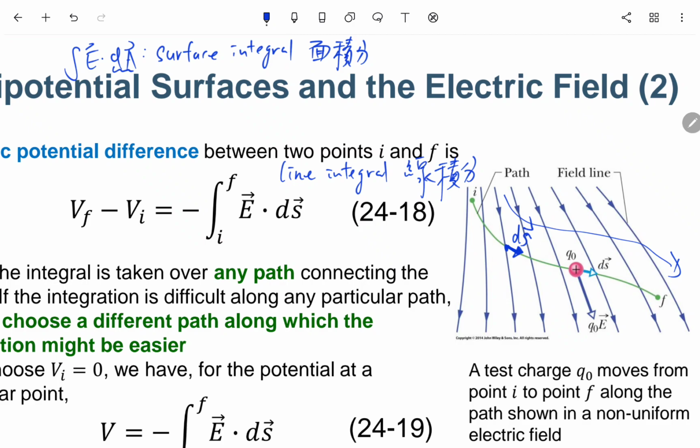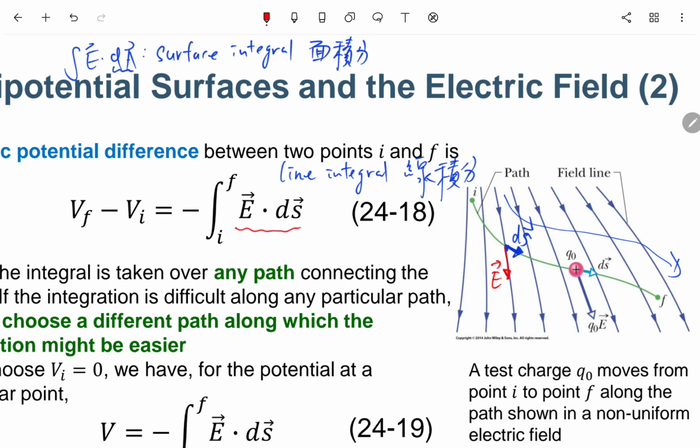For example, for this point, you can see at this point E should be something like this. Yeah, because the E field line is somehow like this, so the E field at this point should be somehow like this. And then for this segment, you can calculate E dot ds, and then you try to add all this E dot ds together, and then we can write this sum, this Riemann sum, as this line integral. And as much as this is an inner product, so the answer will be a scalar.